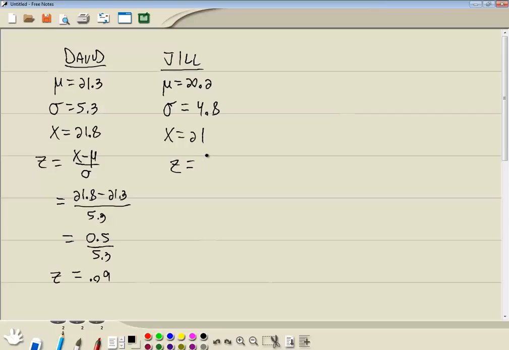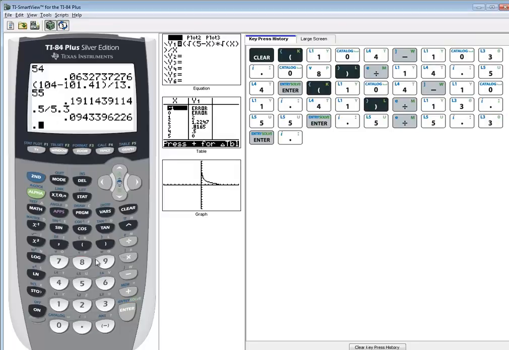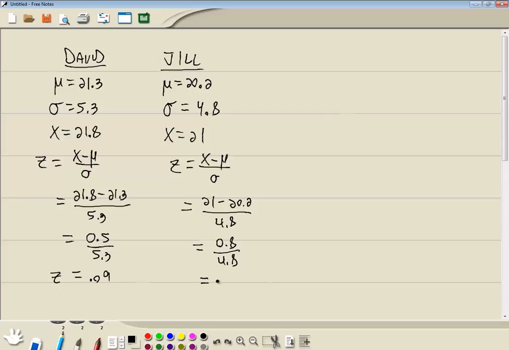Okay, we'll do the same thing with Jill. We'll do x minus mu over sigma. x is 21 minus mu, which is 20.2, divided by sigma, which is 4.8. And 21 minus 20.2 is 0.8 over 4.8. So 0.8 divided by 4.8 is 0.17. Okay, now Jill has a higher z-score, which shows she did better relative to the people that took it with her.